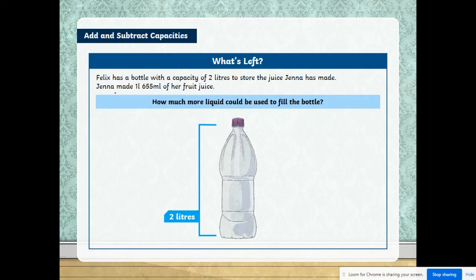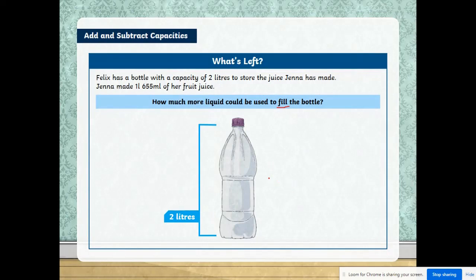Here's the next question. Felix has a bottle with a capacity of 2 liters to store the juice. Gina made 1 liter 655 milliliters of her fruit juice. How much more liquid could be used to fill the bottle? Again, please go ahead and solve this question by yourself. Pause the video, later come back to check what is the answer.